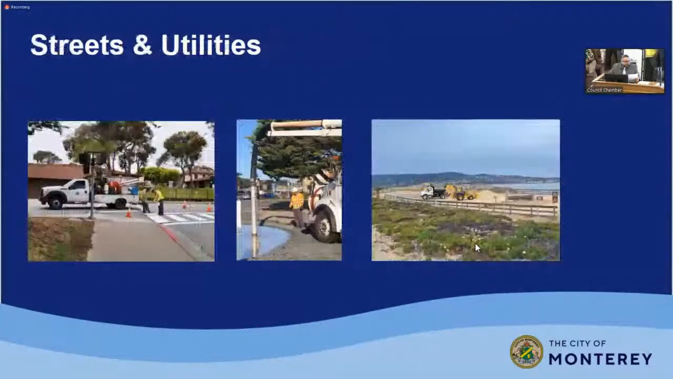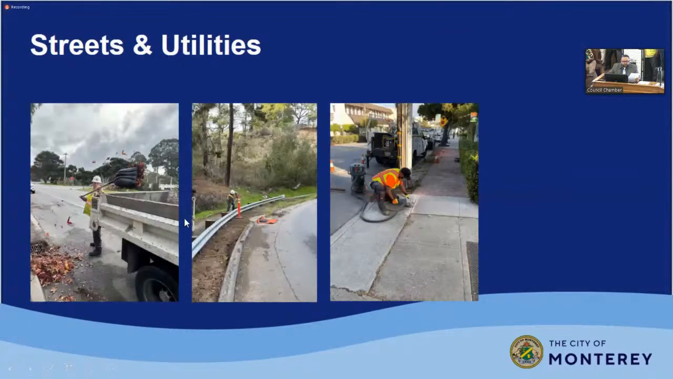Streets and Utilities is responsible for a lot. They do pavement markings. They maintain the city sewer and storm drain system. They clear and remove sand from various parking lots and the retro. They do flood control, maintain our gutters, grates, and catch basins. They install guardrails. They grind down uplifts on sidewalks.